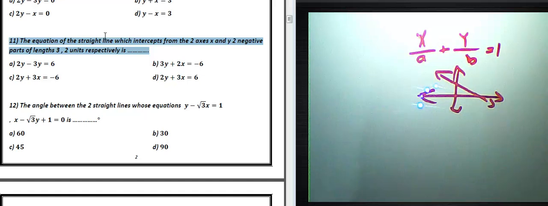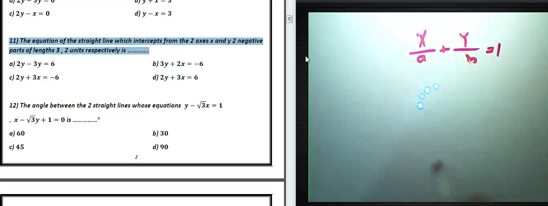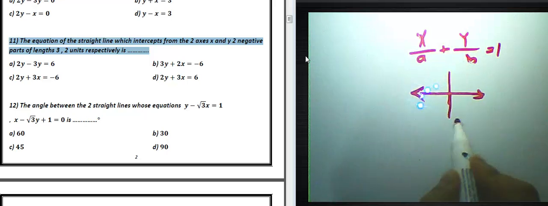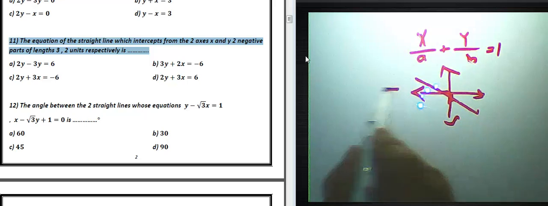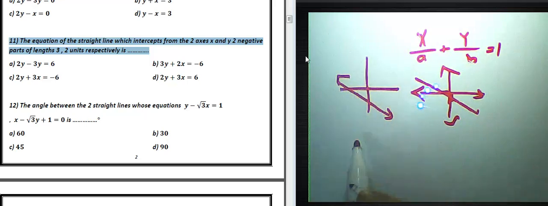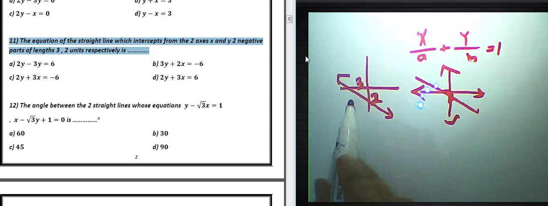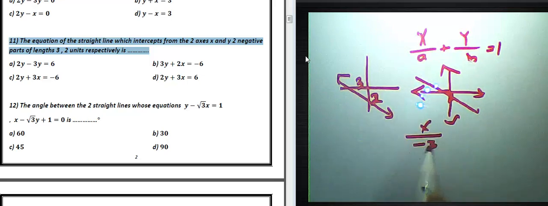Or the same again, reading with me. The equation of the straight line which intercepts from the two axes x and y negative parts. Okay, so we can draw another shape here, the coordinates x and y, and it will intersect the negative part of x and the negative part of y, such that the intercept on x is 3 and on y is 2, 3 part here and 2 part here. The equation will be what? x over negative 3 plus y over negative 2 equals 1.